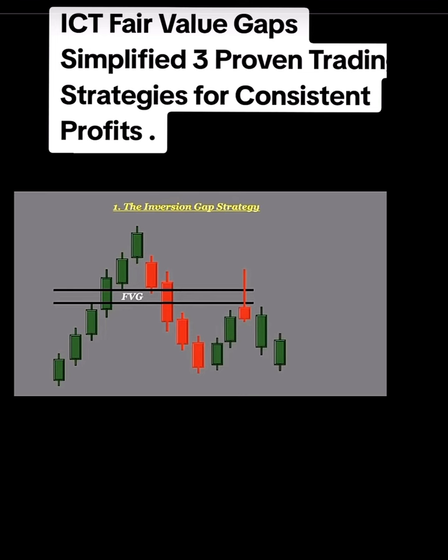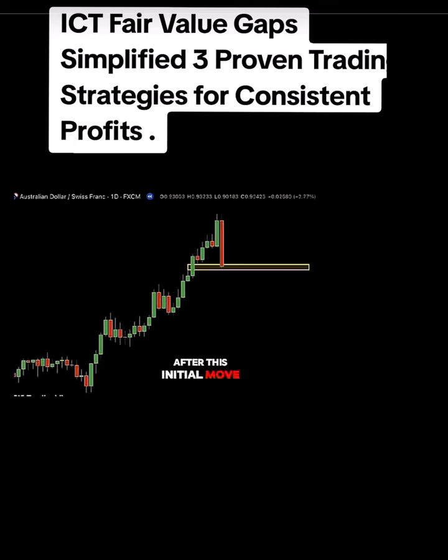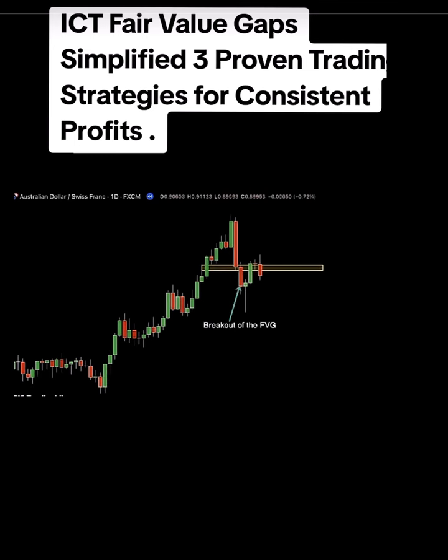In this scenario, you take a position in the opposite direction of the original gap once the price retraces to it. This strategy works best on its first retest, so be cautious if the price crosses through the gap multiple times. As you can see, the market initially formed a bullish fair value gap when the price surged upwards. After this initial move, the price broke through the gap.